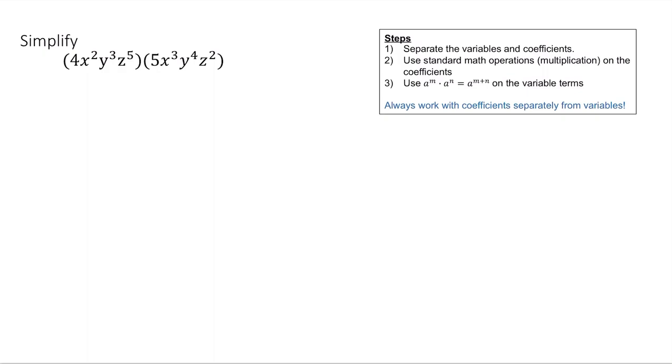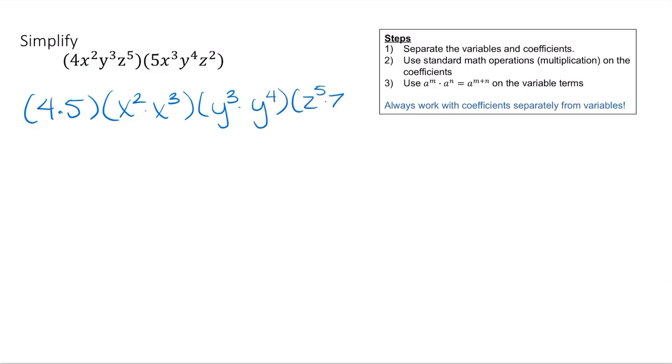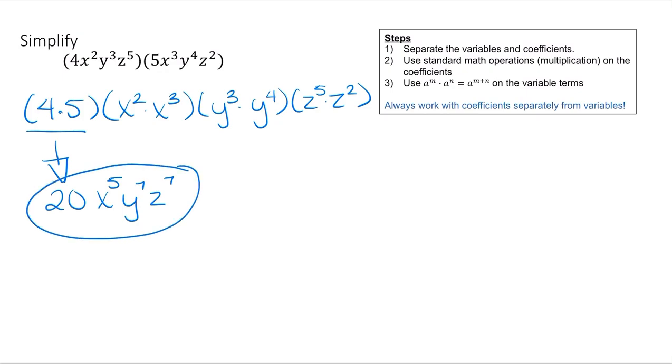I'm going to start off by pulling out the coefficients. So I have 4 times 5, and then I'm going to combine the terms that have the same base. So I have x squared times x cubed, and then I have y cubed times y to the 4th, and I have z to the 5th times z squared. So 4 times 5, I'm just going to multiply, so I get 20. And then x squared times x cubed, remember I need to add my exponents. So I have x to the 5th, and then I have y to the 3 plus 4, which is 7, and I have z to the 5 plus 2, which is 7. So this is now my simplified expression.